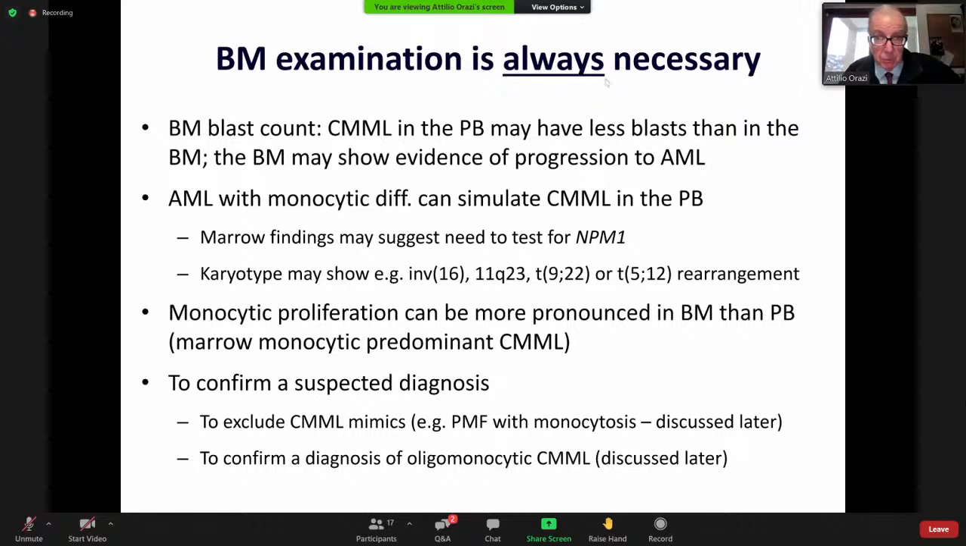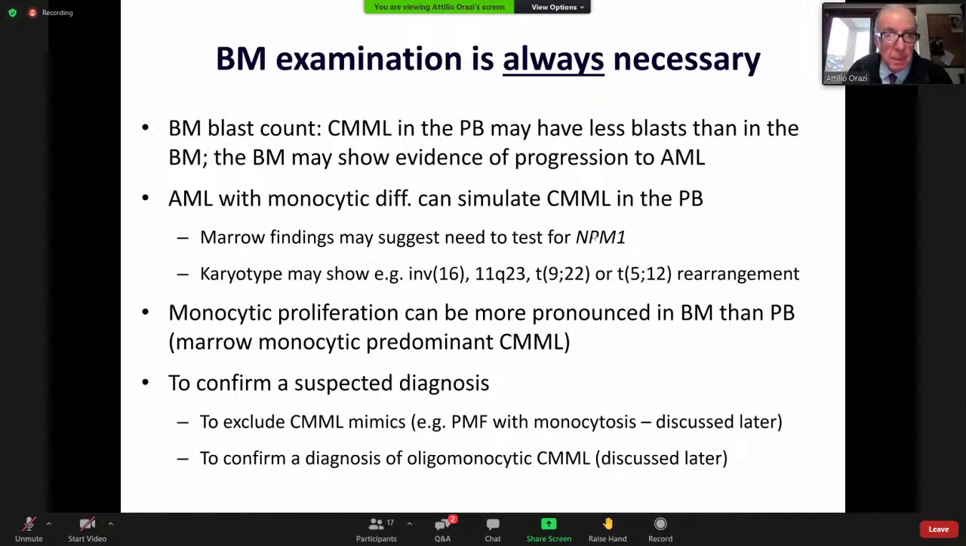Why? Because if you don't do bone marrow, you will never rule out PMF with monocytosis, because bone marrow in PMF with monocytosis will look like PMF. You have your giant or large, bulbous-nucleated megakaryocytes clustered together in some fibrosis. But if you don't do the bone marrow, you won't know. And also it's useful to confirm a diagnosis of oligomonocytic CMML. These two are discussed later.